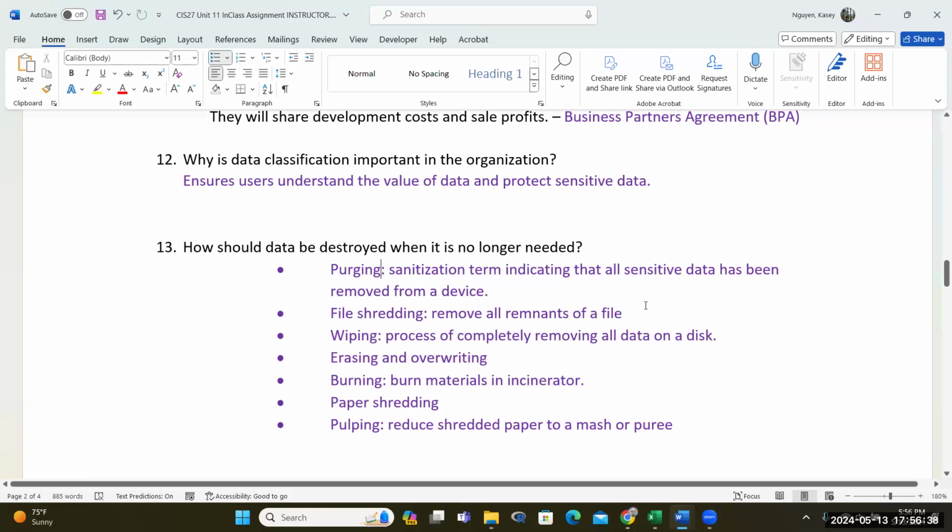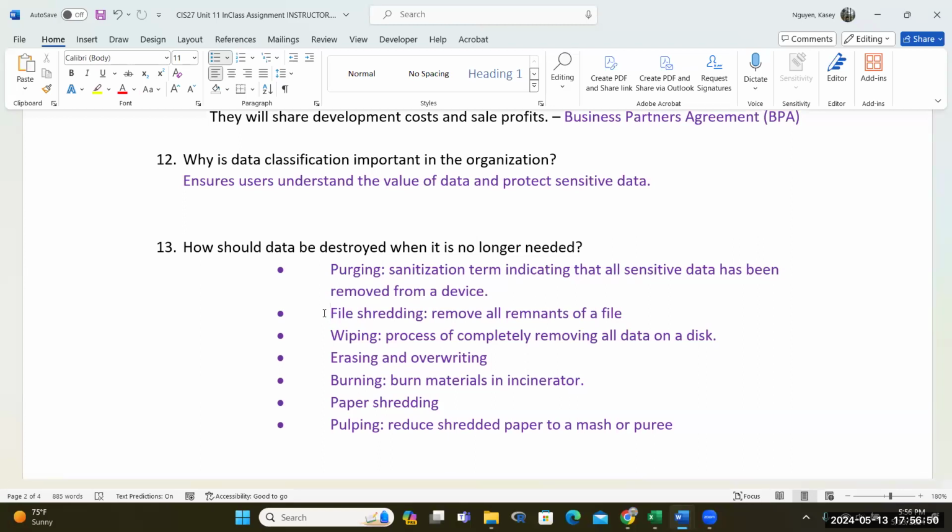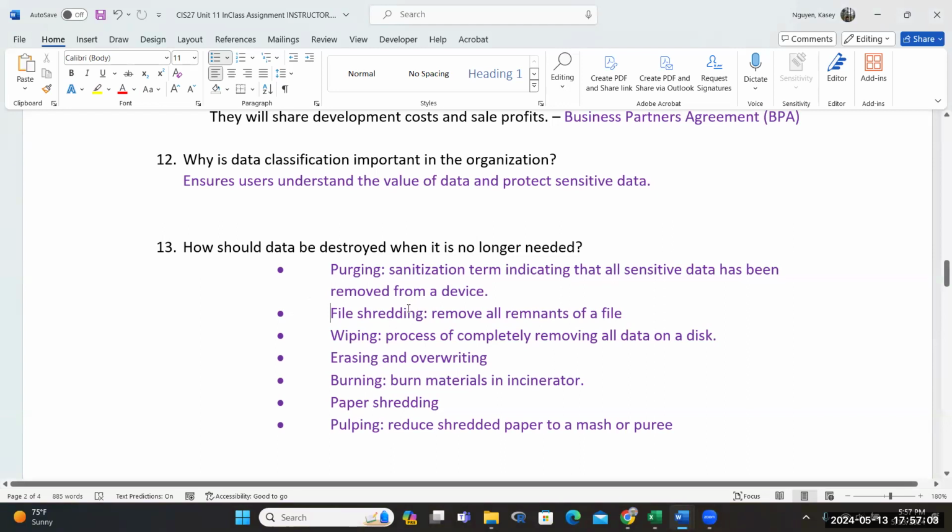Then another way is to do file shredding. Remove all the remnants of file. And file shredding can be physical and logical. So in physical environment, there are companies that will come and they actually go through your folders, paper files, and they shred them for you. Or you can do it yourself. Logical shredding, we just gotta make sure that we remove all the files where there's no data left.